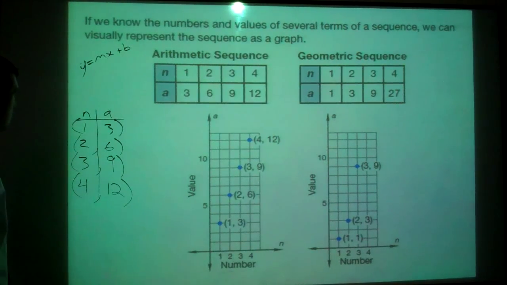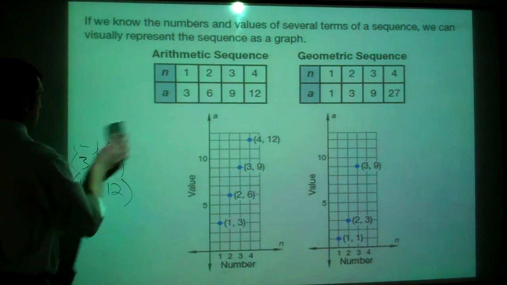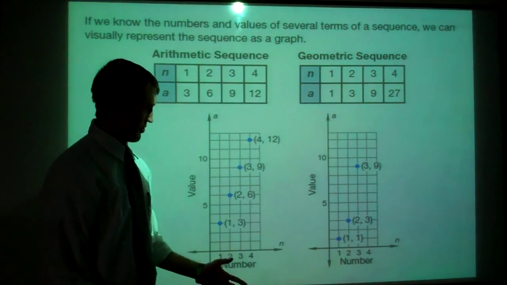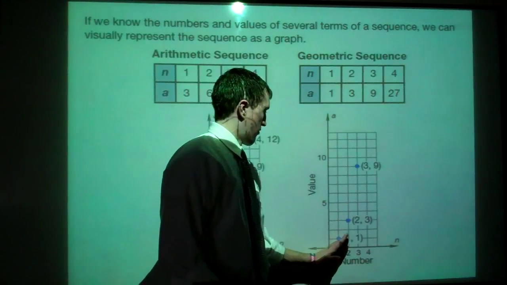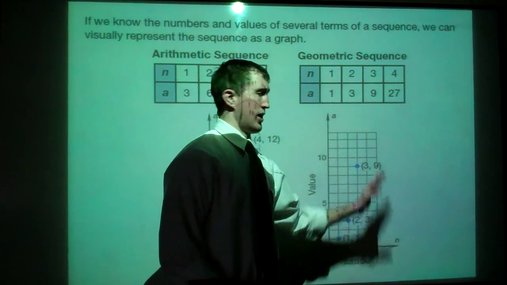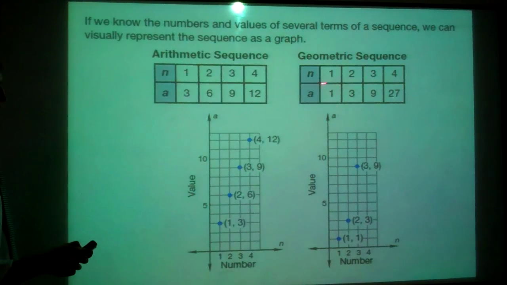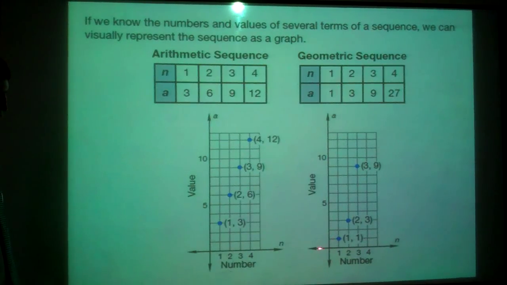However, our geometric sequence will not. It doesn't have a constant slope. If we connected these, we'd have some sort of curve, and it would not be a straight line. That one was first term 1, second term 3, so over 1 up 1, over 2 up 3. And it doesn't follow that nice pattern that an arithmetic sequence would follow.